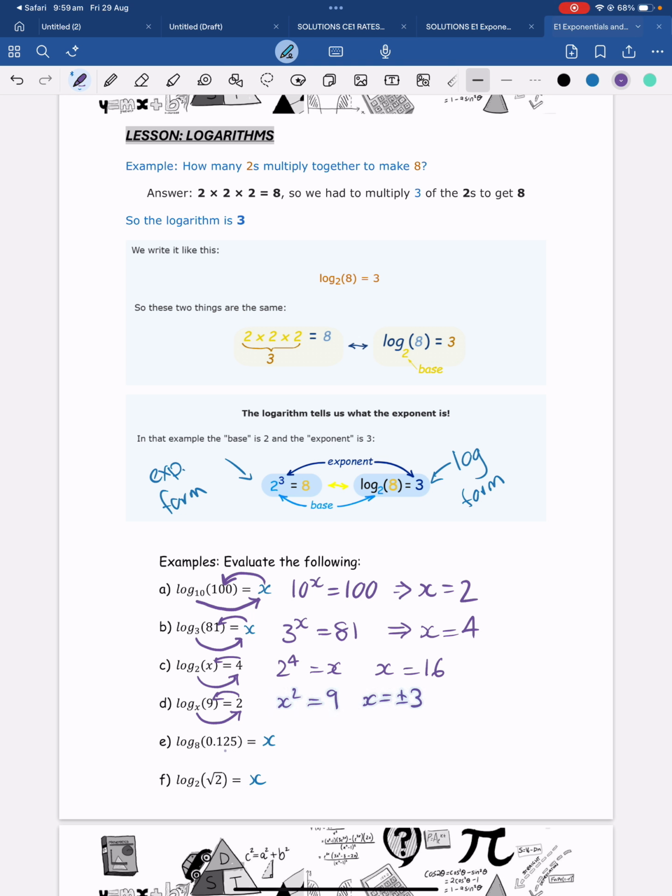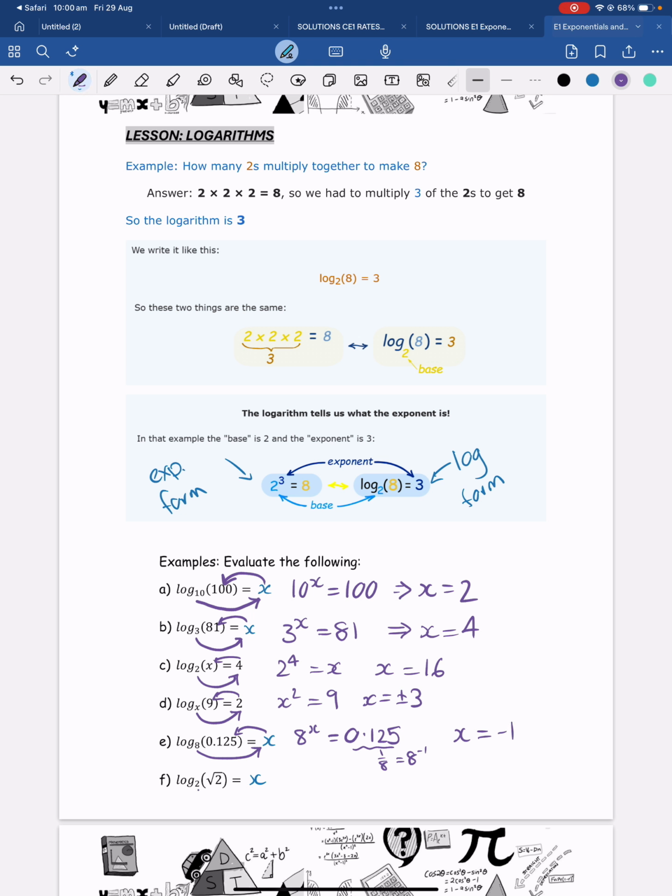Okay, next one. 8 to the power of x gives me 0.125. Now, on this example here, 0.125, I always check in these questions. I press the SD button. You'll notice that that's equivalent to 1 over 8. And I know 1 over 8 is the same thing as 8 to the power of negative 1. So therefore, x is equal to negative 1.